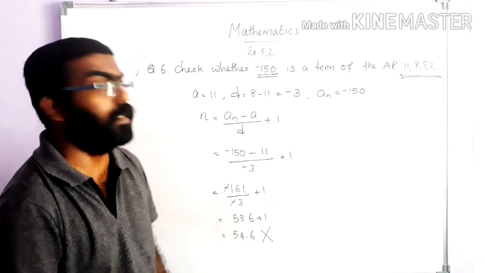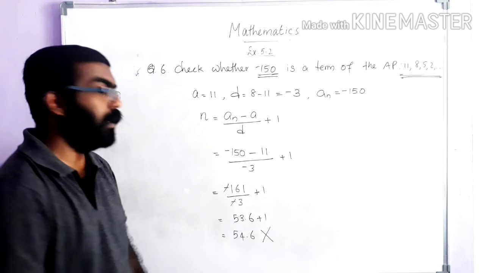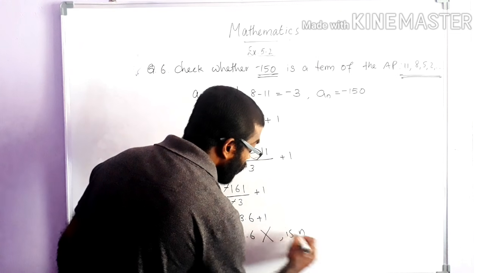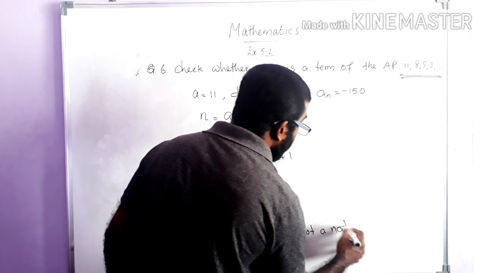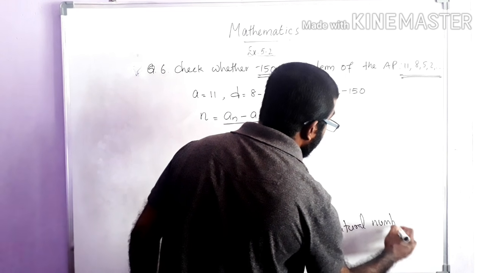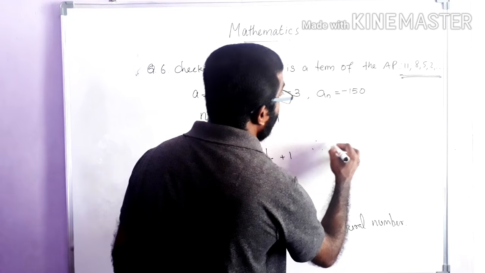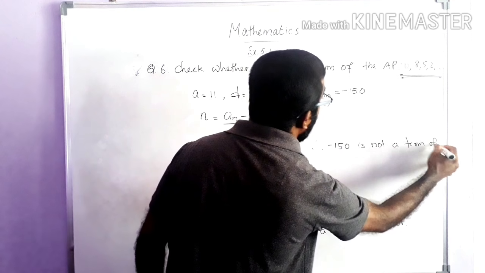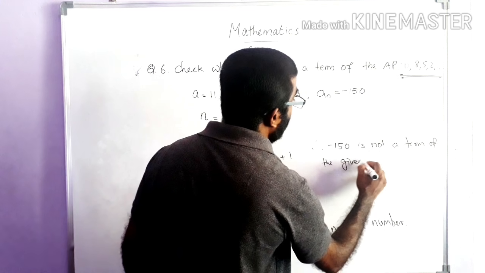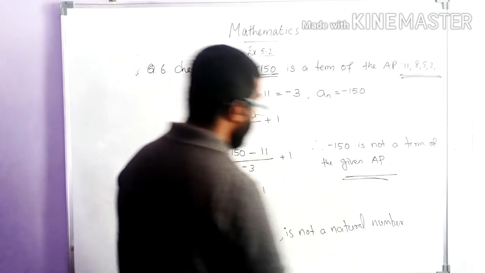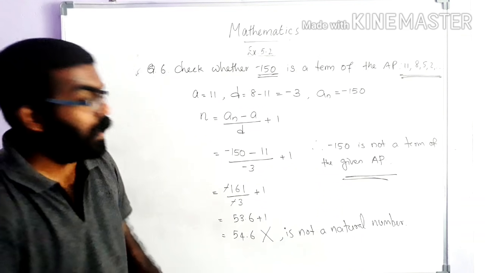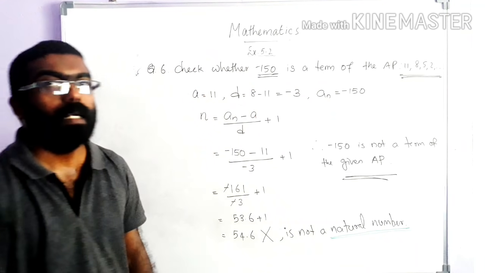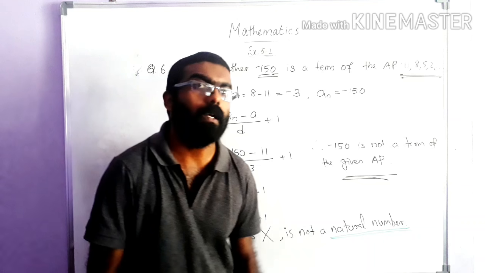n is the position of the term, so it cannot be a decimal or fraction. It will be a natural number. So it's not a natural number. Therefore, minus 150 is not a term of the given AP. That is our conclusion. So one important thing you have to keep in mind is the value of n is always a natural number. All other situations are not possible.